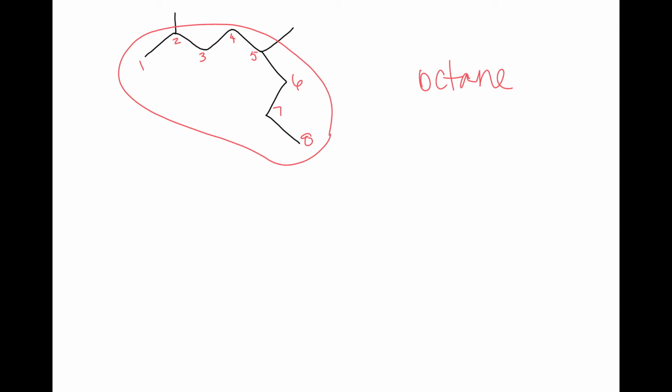Then if we look, we have 2 methyl groups coming off of the chain. There is one at 2, and there's one at 5. So this is 2,5-dimethyl, and it is again di because there's 2 of them. Remember, if you have questions, you need to come into tutoring. I will be here Monday morning. I will be here Monday after school.